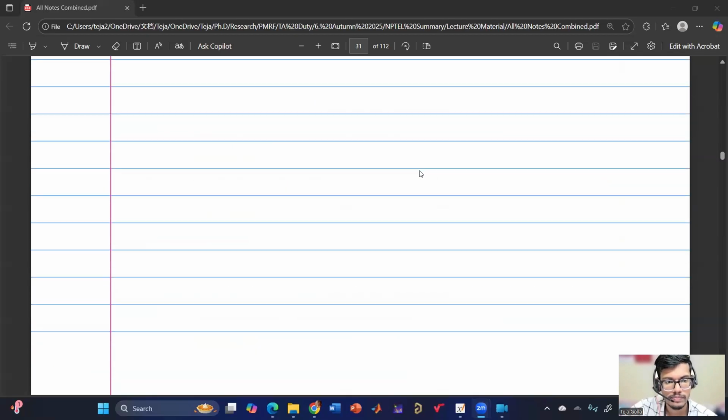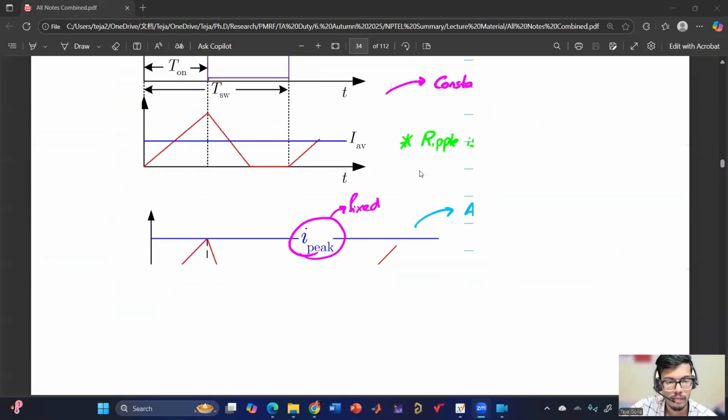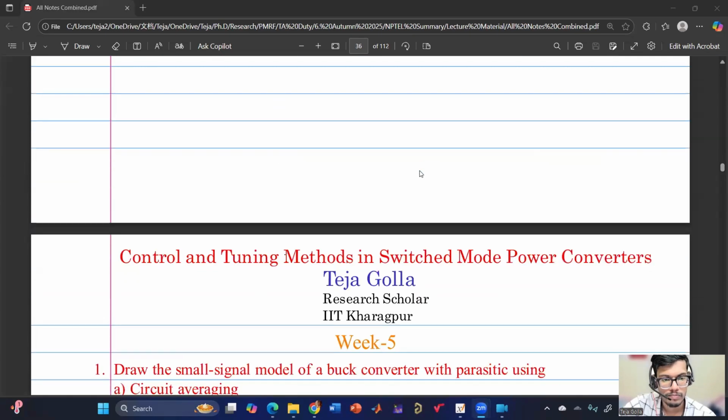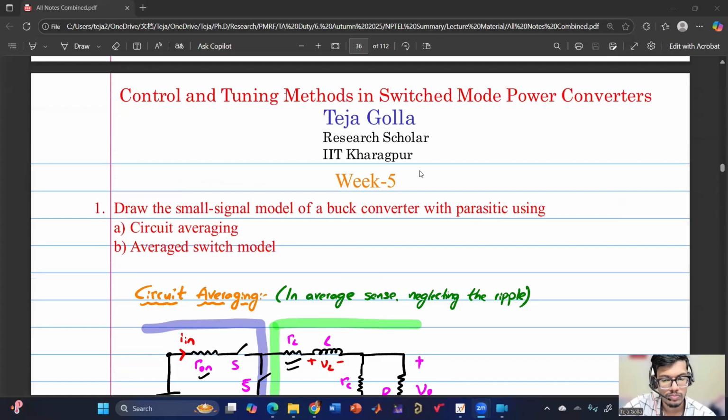Is that clear? Yes, sir. Is it correct to say that if we use ramp compensation, the bandwidth will decrease?